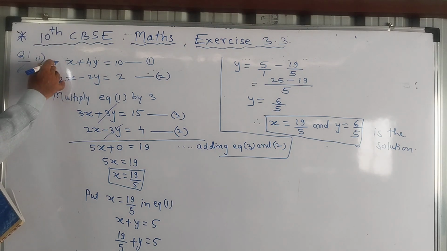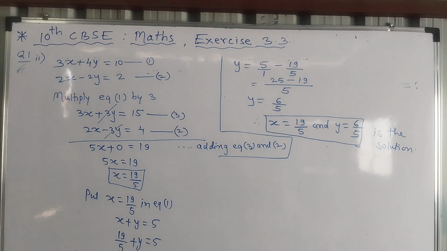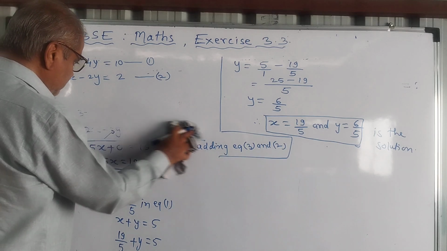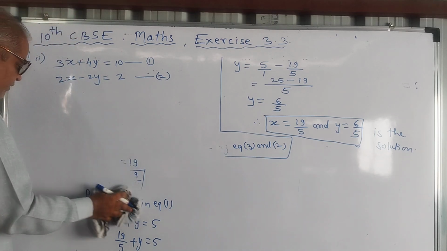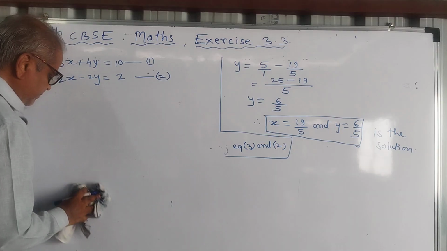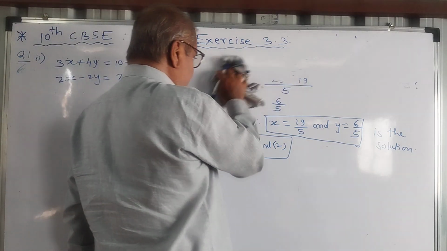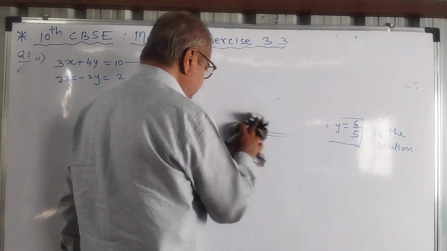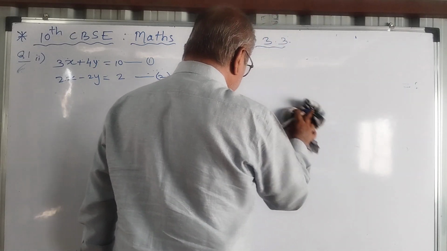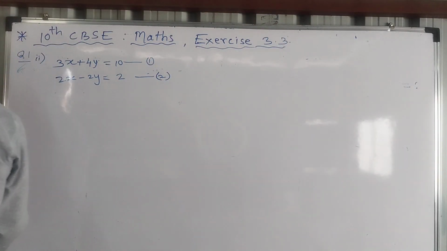3x plus 4y. Here it should be 3x plus 4y. So while writing down the equations, be careful, don't make any silly mistake, otherwise it will be very costly. So confirm the equations. What are the equations? 3x plus 4y is equals to 10, equation number 1. 2x minus 2y is equals to 2, equation number 2.